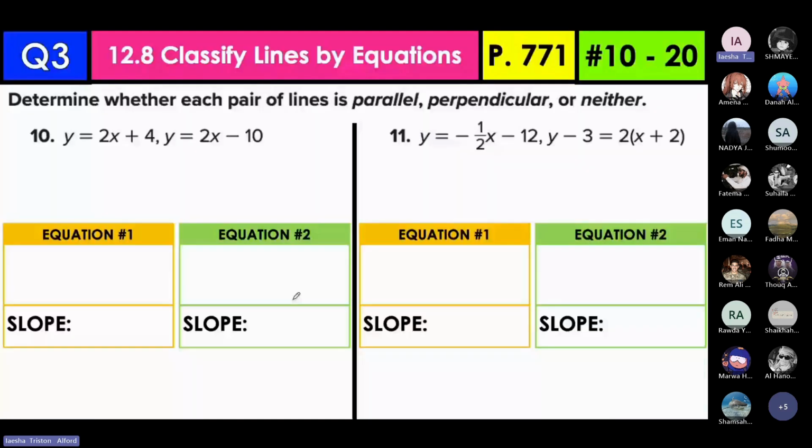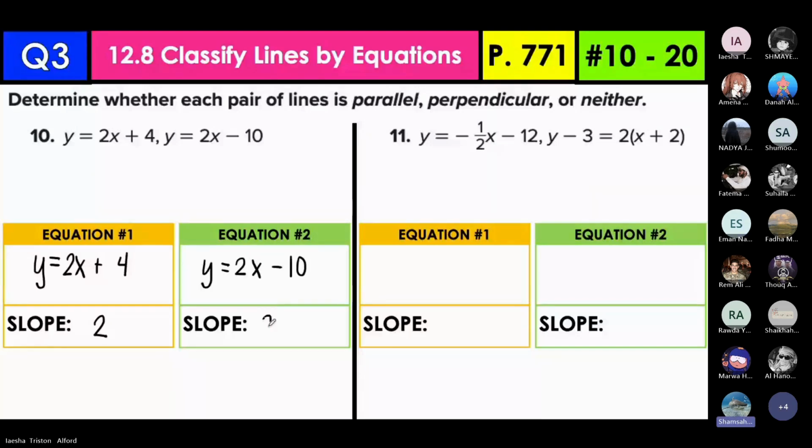So the question here, you just have to say what is the slope for each equation. So for number 10, equation 1, you have y equal 2x plus 4. And this one, y equal 2x subtract 10. What's the slope for equation number 1? Positive 2. And the slope for equation number 2? Positive 2.